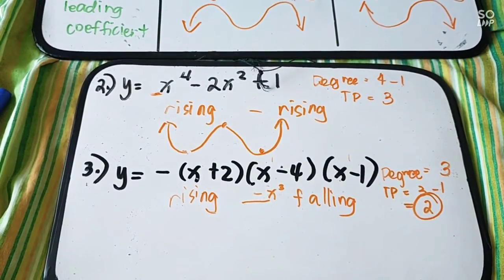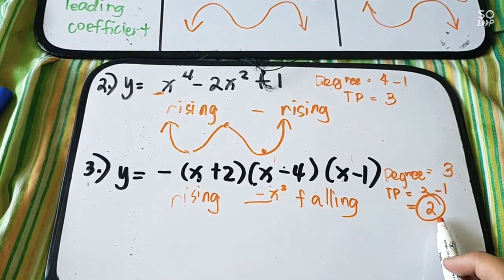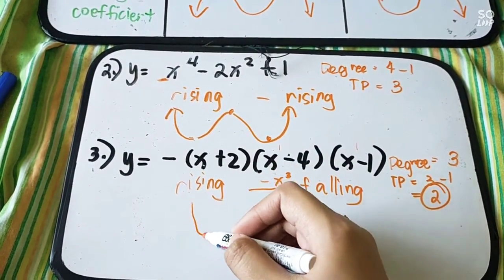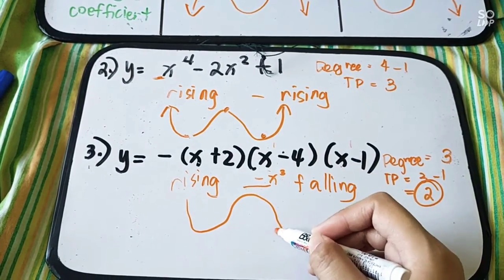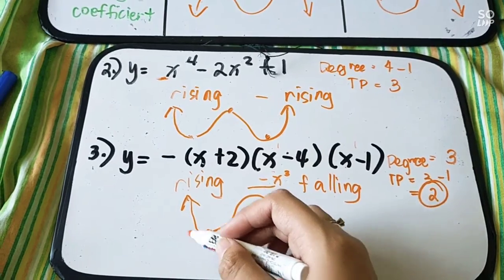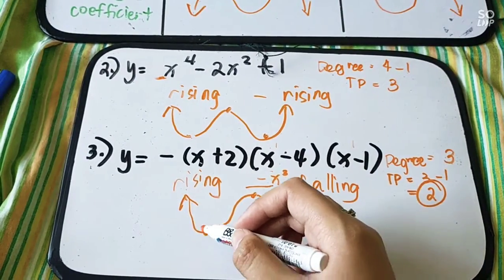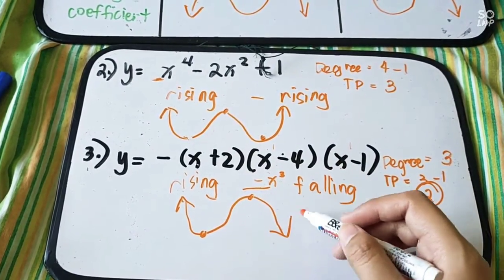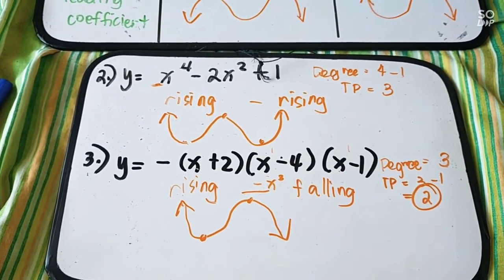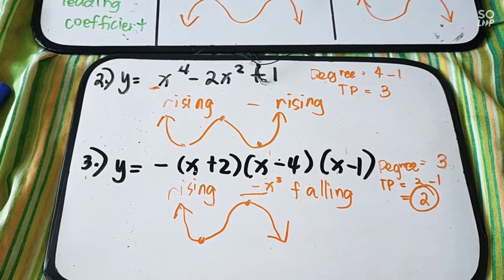Ayan. Okay, so since we have two turning points, so rise tayo dito. Ayan, naka-rise siya. Isa, dalawa. Ayan. So, this is the graph. So, naka-rise to the left, then 2 turning points, rising to the left, then falling to the right. Is it clear? Okay, let us have another example.